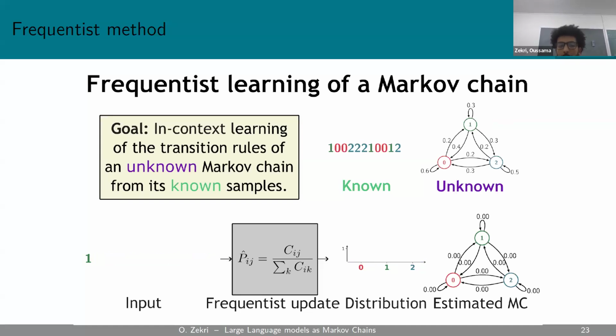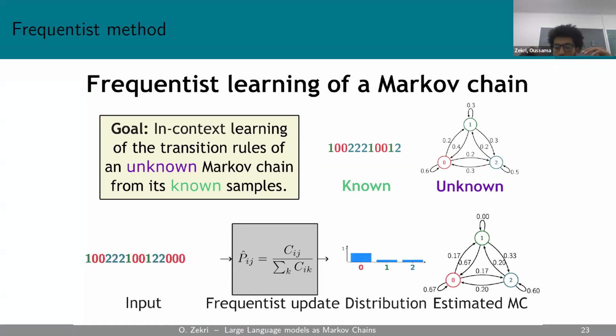A classical approach is the frequentist approach. You have your samples, and you just count the transitions from one state to another. For example, there is a transition from 1 to 0, this transition occurred one time, and then you have 0 to 0, etc. You just count the transitions, you normalize in order to have a probability distribution, and you put this inside the graph in order to approximate the unknown true value of the Markov chain just by seeing one of its samples.